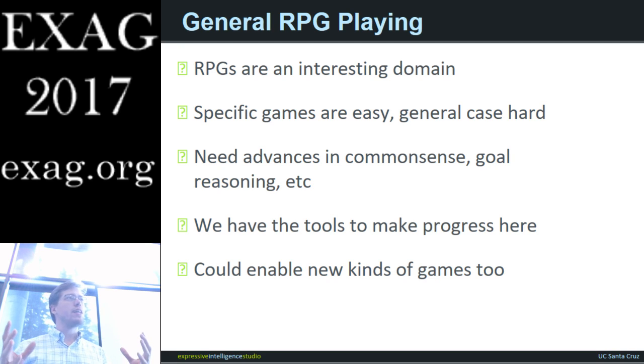So the takeaways from this talk are that role-playing games are an interesting domain that offers some particular challenges. Writing an AI that's capable of playing a specific game is not so bad, but the general case is just extremely tough. And in order to accomplish it, we'll need to make some advances in core areas of AI, like common sense and goal reasoning and other domains. That said, we do have what we need to start making progress in this area. And if we are able to achieve even parts of our goal, this could support new types of game design, new types of design support, in addition to being of interest from a general purpose AI standpoint.